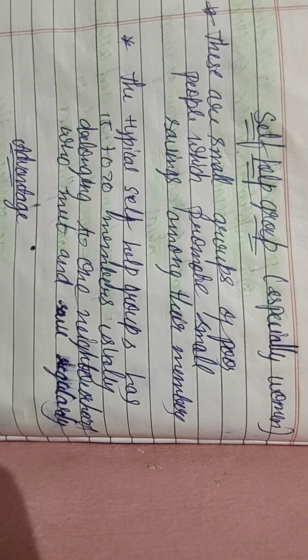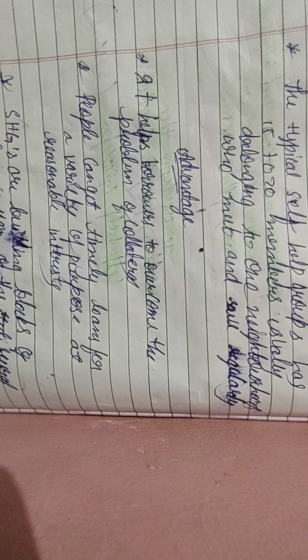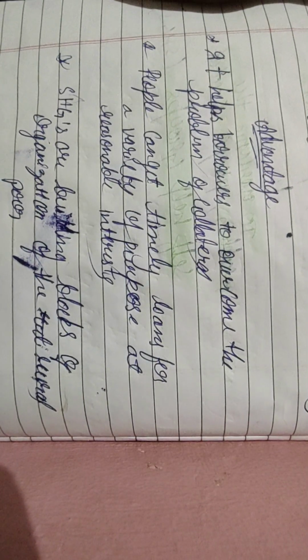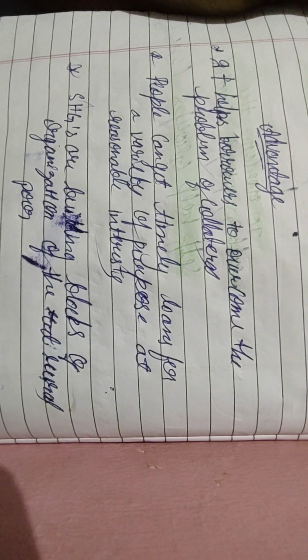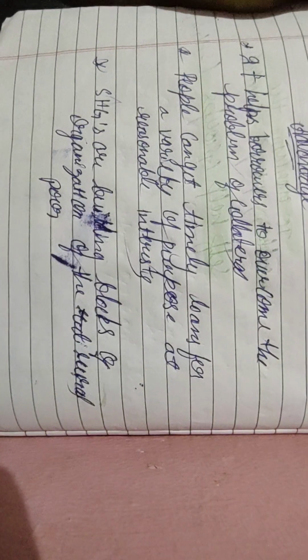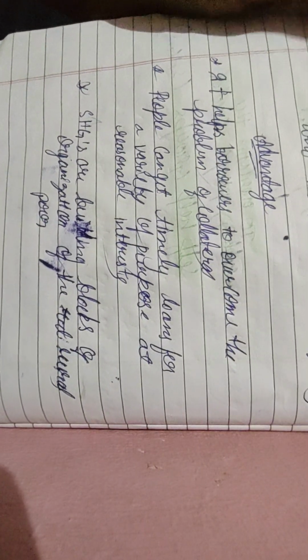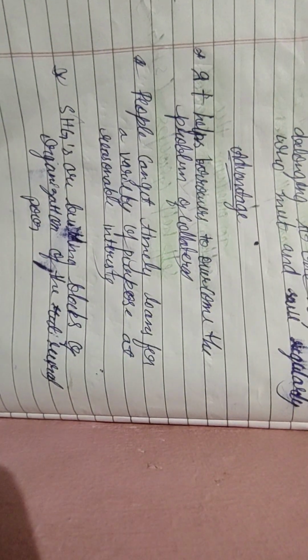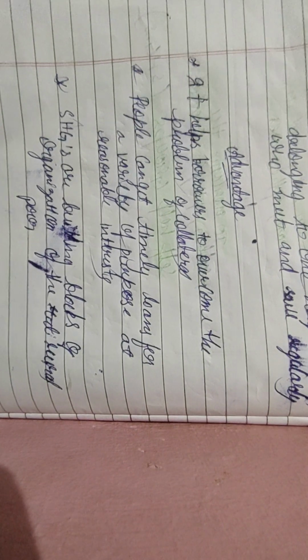15 to 20 members will be in a self-help group. One group of people will add the money and give it to a person who is in need of a loan. The advantage of these groups is that they help the borrower overcome the problem of collateral, and there will be no collateral for these kinds of groups. People can get timely loans for a variety of purposes at reasonable interest. SHGs are building blocks of organizations of the rural poor. They have been made in rural areas, giving loans without any collateral, and they provide less interest compared to the formal and informal sectors.